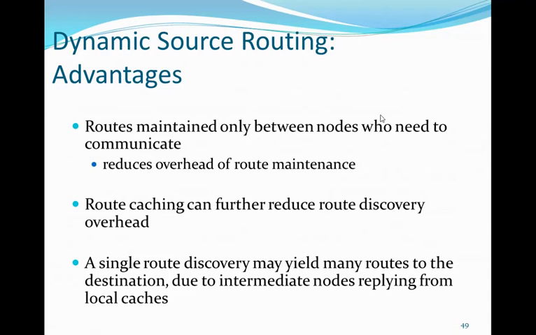Similarly, route caching can further reduce the route discovery overhead as well. The route discovery overhead is reduced as the intermediate node can provide information about any node it knows.